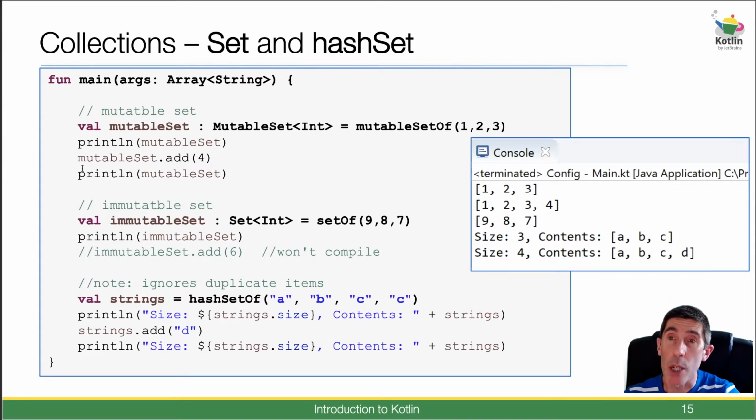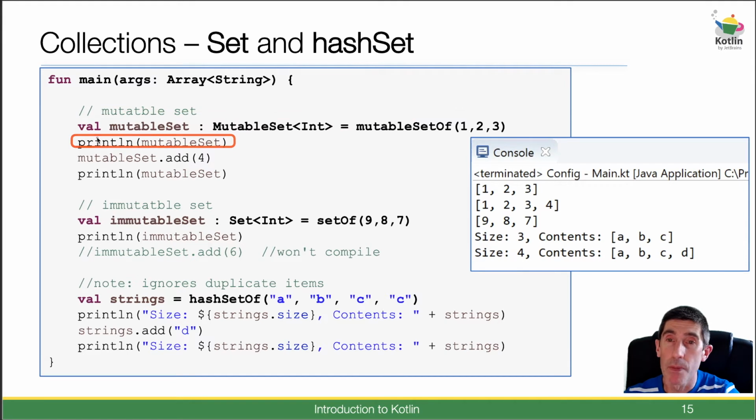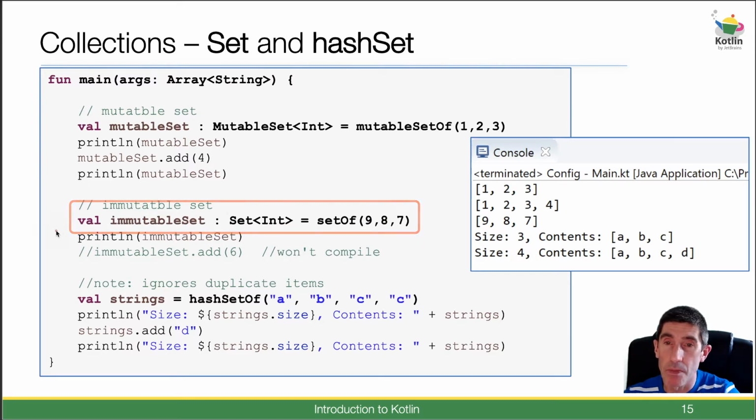Another example, working with set and hash set. So here we are declaring our mutable set, again a mutable set of just values 1, 2, and 3. We can print it out, we can add to it, and then we can print it out again. So initially, this is what we get: 1, 2, 3, and when we've added the 4, we get 1, 2, 3, 4. Now, we can then create an immutable set, initially giving it the values 9, 8, and 7, which we then print out. So as expected, we get 9, 8, and 7.